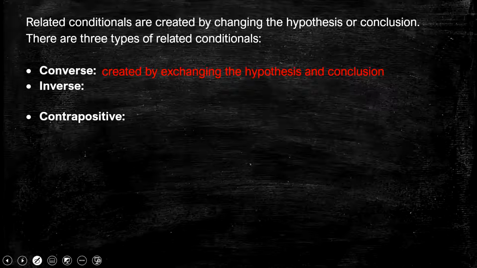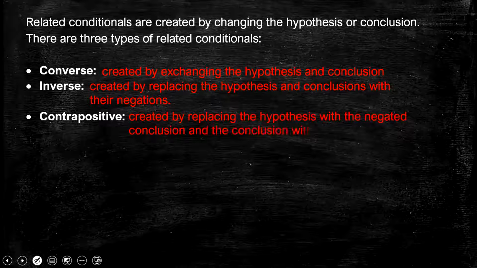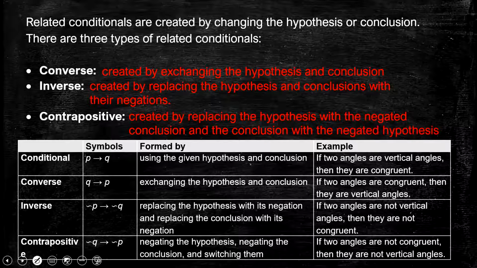The converse is created by just flipping the hypothesis and the conclusion. The inverse is created by replacing the hypothesis and the conclusion with their negations. So just making them all not statements. If not that, then not this. The contrapositive is created by replacing them with the negated conclusion, but we're flipping everything. So we can see in the chart what the symbols and the arrows look like. The conditional is if P then Q. The converse is if Q then P. We've flipped it. The inverse is if not P then not Q.